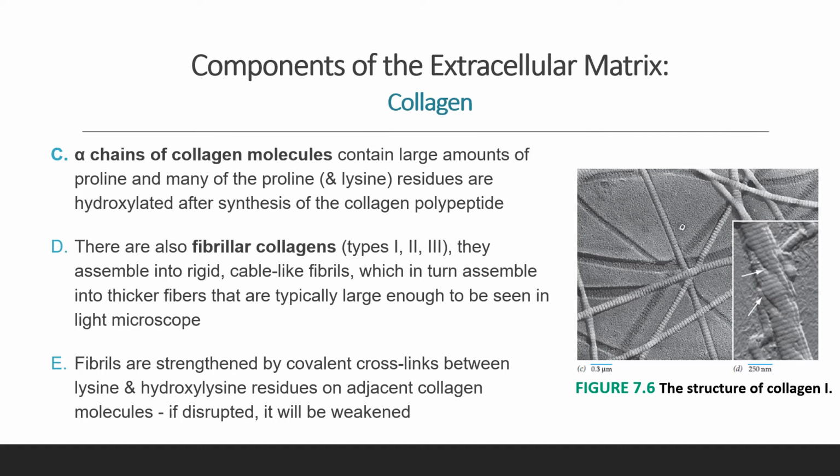Okay, so there are also fibrillar collagens. There are three types. You have type 1, type 2, and type 3. They assemble into rigid cable-like fibrils, which in turn assemble into thicker fibers that are typically large enough to be seen under the light microscope.